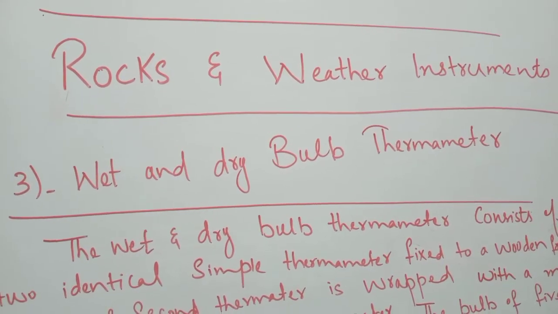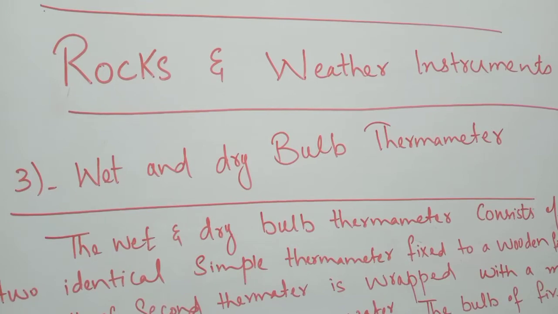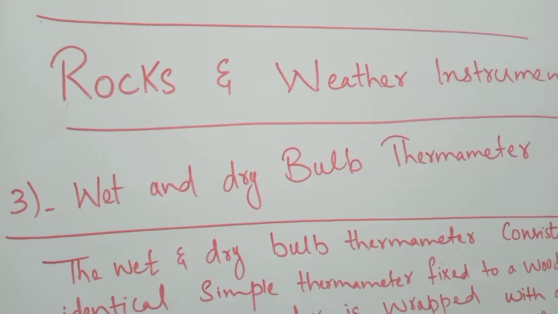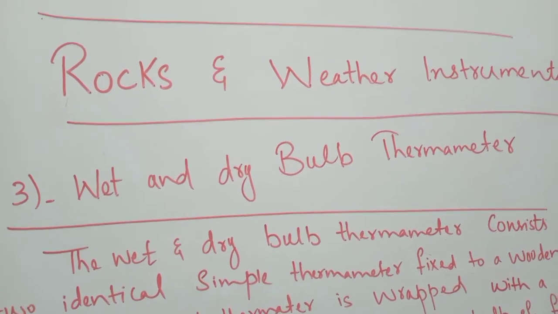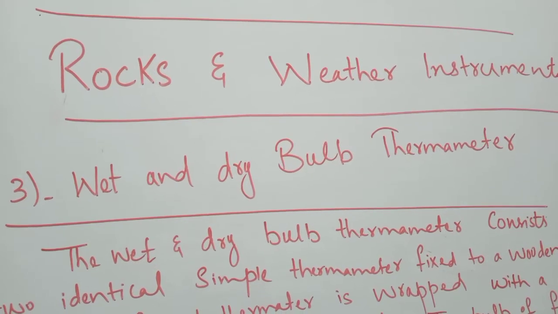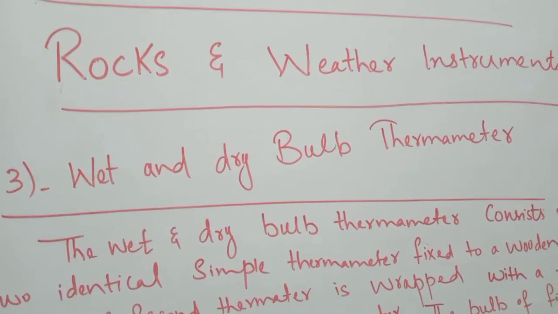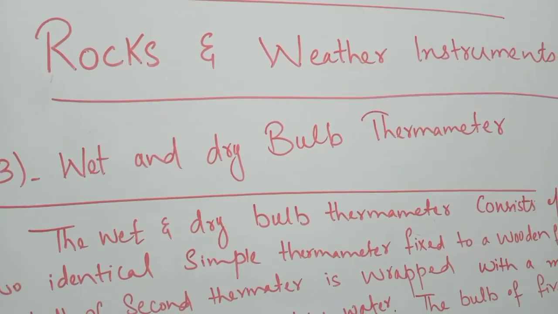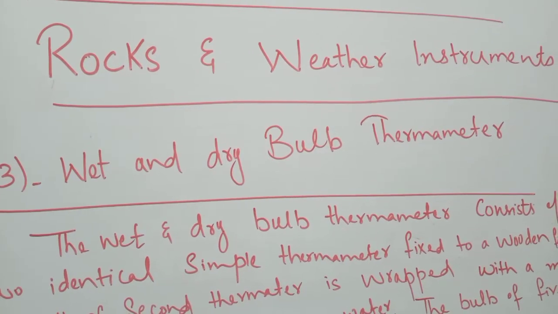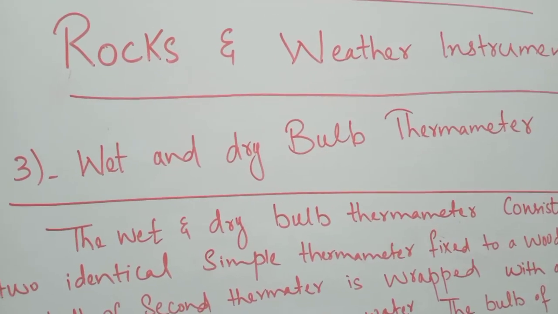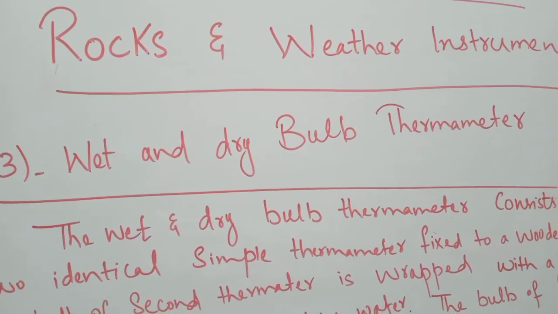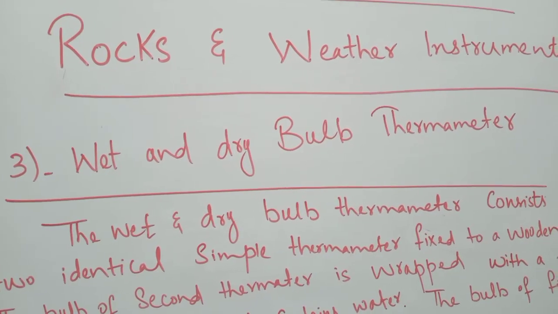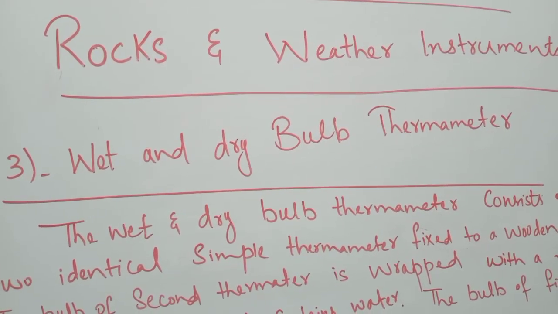We had discussed two types of thermometer, the simplest one and the Six's maximum and minimum thermometer, but the third category, as you can see on the board, is the wet and dry bulb thermometer. Before we start, you all need to notice that the name of the apparatus indicates how it is going to operate and what the methodology will be. The name is wet and dry bulb thermometer, so it means two types of bulbs, or two thermometers, are going to be attached with it.